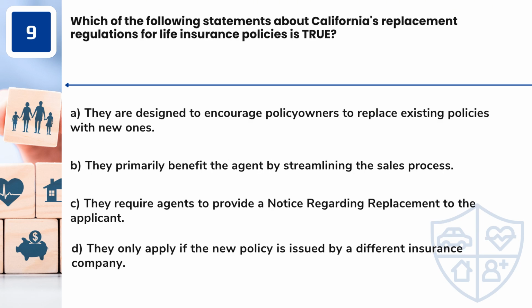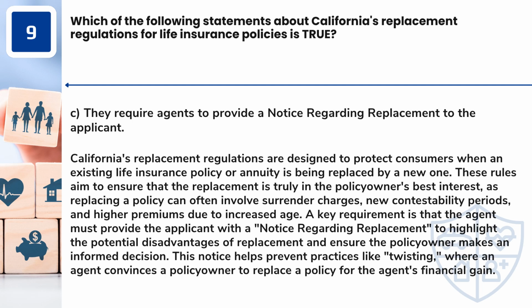Question 9. Which of the following statements about California's replacement regulations for life insurance policies is true? A. They are designed to encourage policy owners to replace existing policies with new ones. B. They primarily benefit the agent by streamlining the sales process. C. They require agents to provide a notice regarding replacement to the applicant. D. They only apply if the new policy is issued by a different insurance company. Answer: C. They require agents to provide a notice regarding replacement to the applicant.